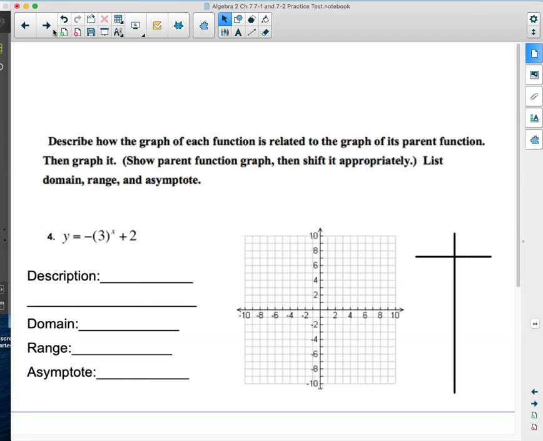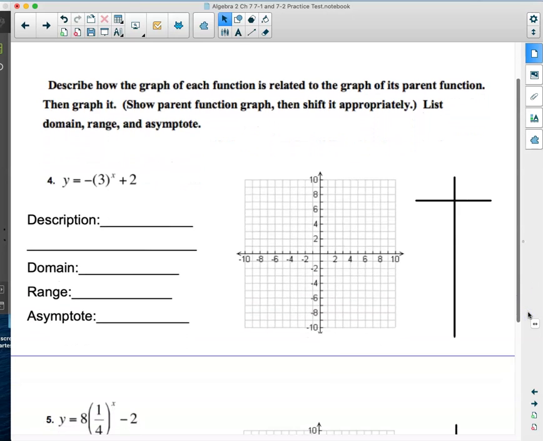Describe how the graph of each function is related to the graph of its parent function, then graph it. Show the parent function graph, the shape graph, and shift it appropriately. Absolutely, that's what we've always done. So it's almost like you're getting a big hint as you work through this. List domain, range, and asymptote. We'll worry about all that as we start our work here.